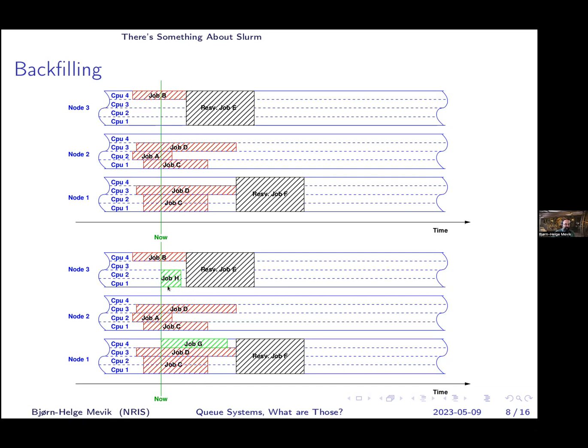And the same with job H, which wouldn't be able to start immediately without backfilling. It would be able to start at that time only. It can start here, use 2 CPUs, and finish in time for job E to start. This is why jobs are killed when they reach the time limit, if they haven't finished already, because the queue system tries to avoid delaying higher priority jobs when they have gotten a reservation.